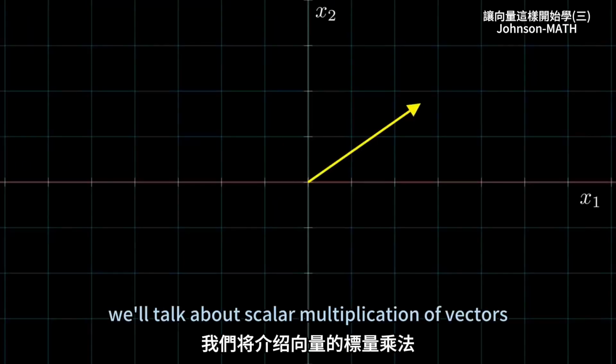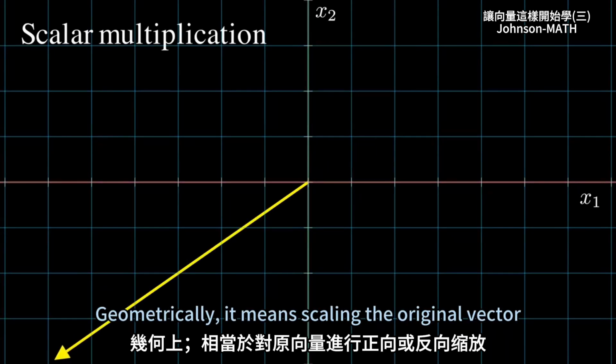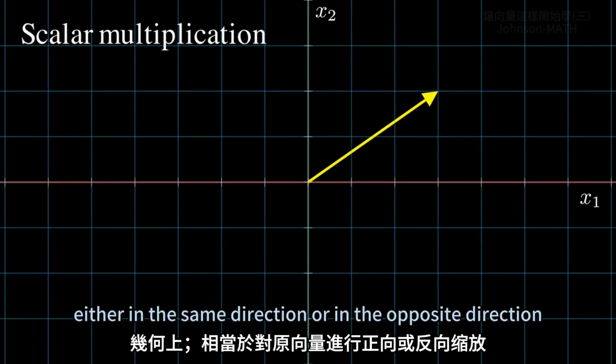Next video, we'll talk about scalar multiplication of vectors geometrically. It means scaling the original vector either in the same direction or in the opposite direction.